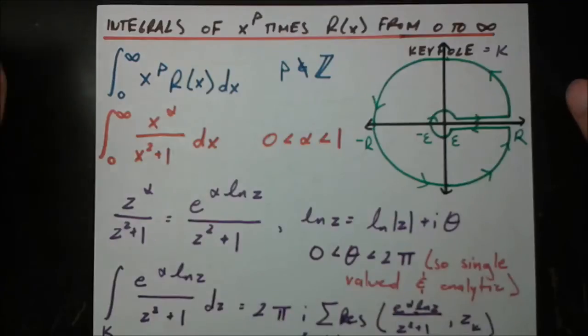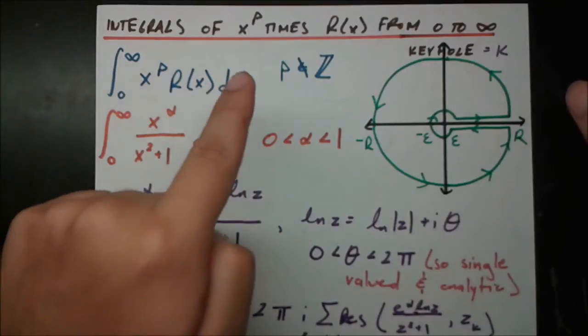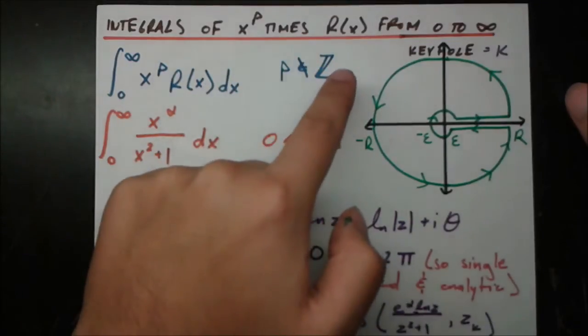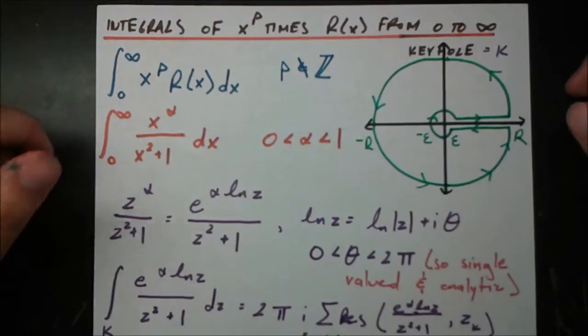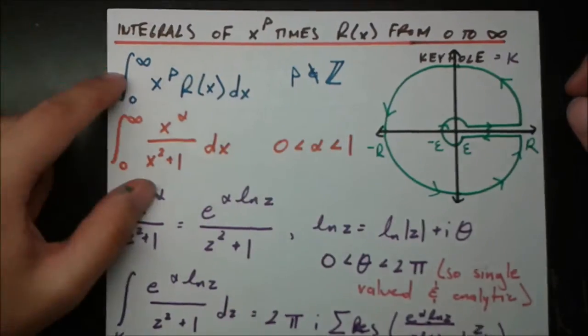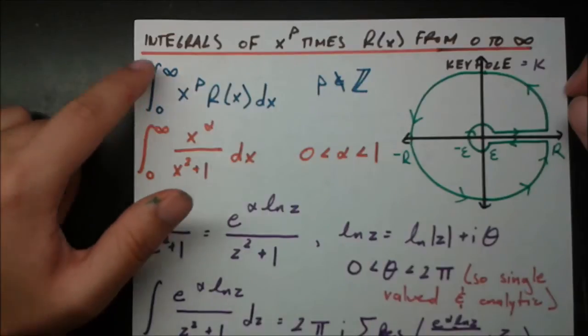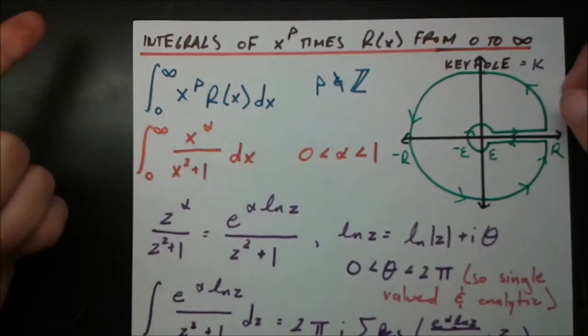In this video, we're going to look at how to solve for integrals of the form x to the power of p times some rational function of x from 0 to infinity. So a couple things up here are different than before. The limits are different. Here it's 0 to infinity. Before we had negative infinity to positive infinity.